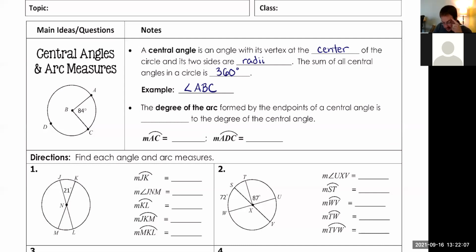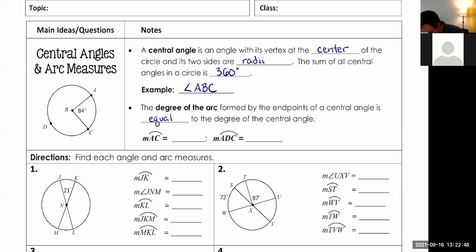Now, there's a neat trick here. The degree of the arc that is formed by the endpoints of a central angle is equal to the degree of that central angle. Now, if you think about it though, those two endpoints do create two different arcs. A minor arc, which is kind of inside that central angle, and then a major arc, which is everything outside that central angle. The relationship is describing the minor arc inside that angle.